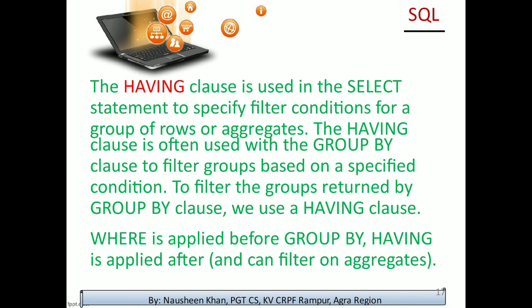Now, next is the HAVING clause. The HAVING clause is used in the SELECT statement to specify filter conditions for a group of rows or aggregates. The HAVING clause is often used with the GROUP BY clause to filter groups based on a specified condition. To filter the groups returned by the GROUP BY clause, we use a HAVING clause. WHERE is applied before GROUP BY. HAVING is applied after and can filter on aggregates.